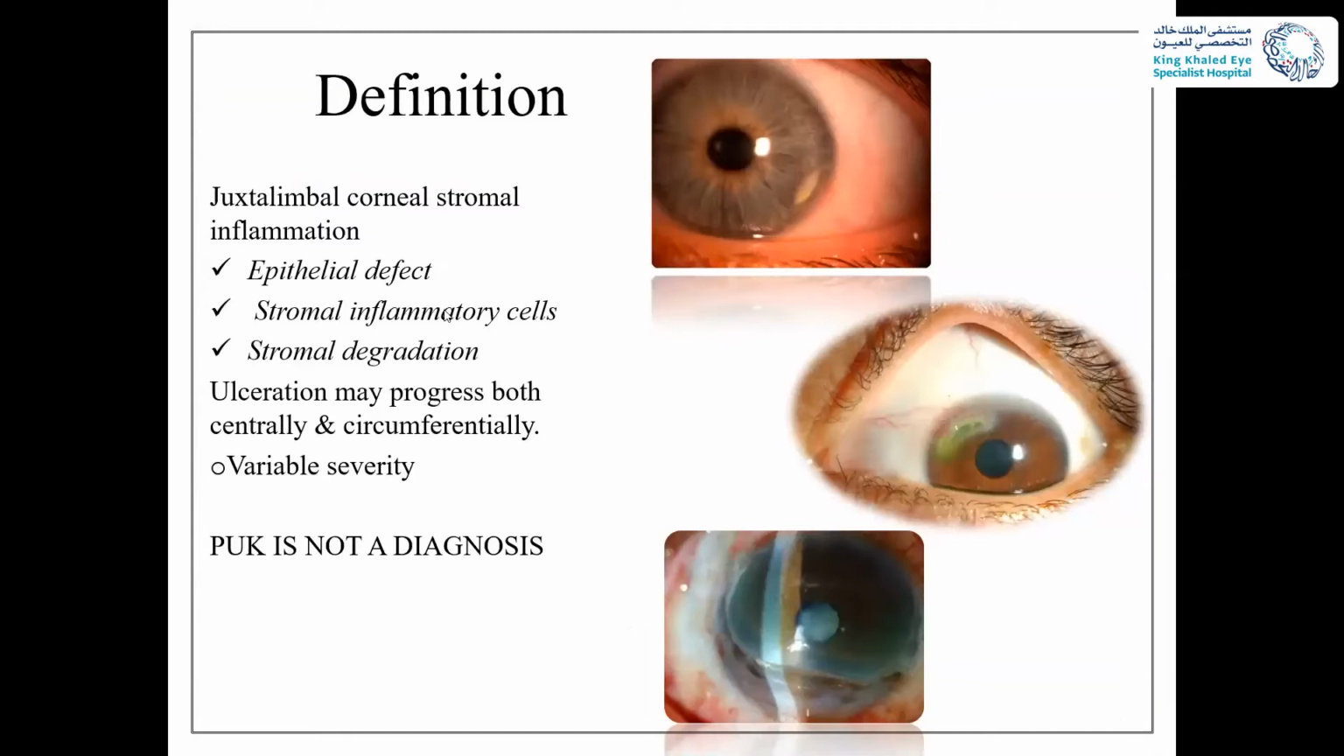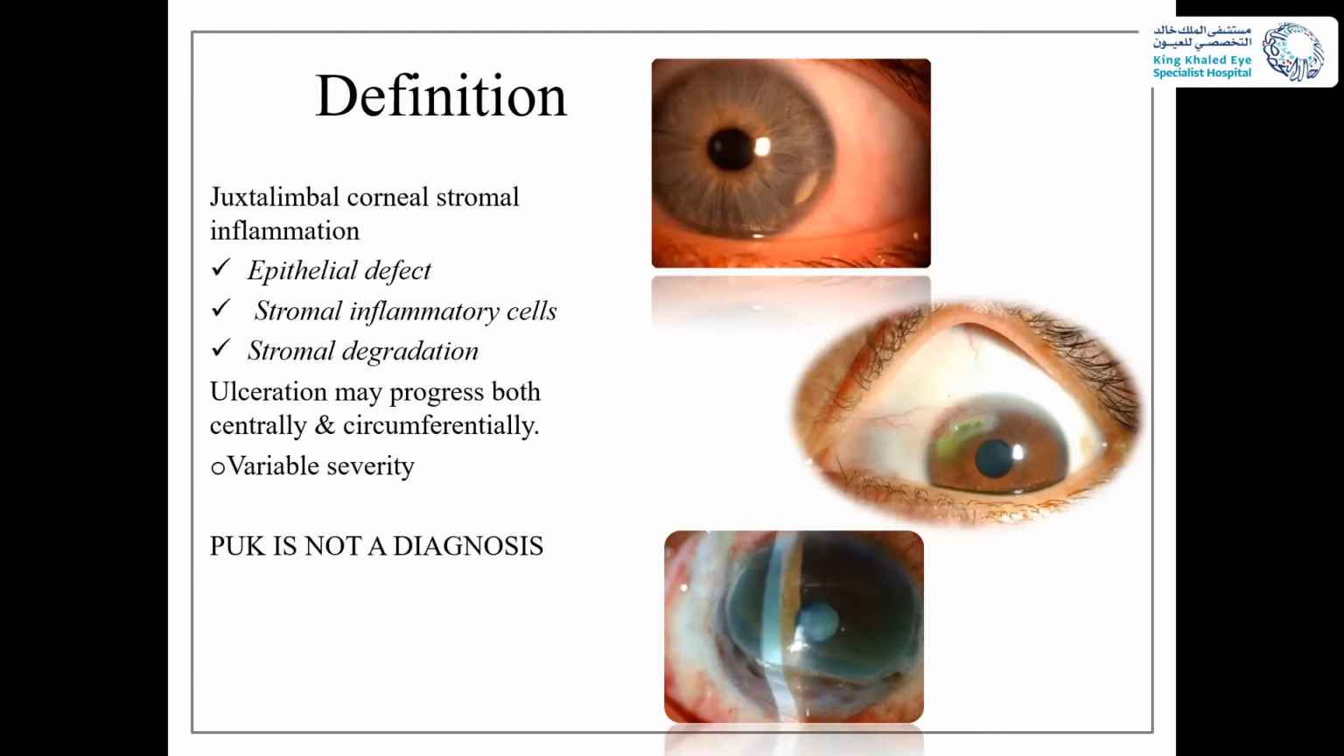When we want to define peripheral corneal ulceration, PUK has never been a diagnosis. PUK is a description of a pathology that is peculiar to the periphery of the cornea. So it is PUK, P is peripheral, ulcerative keratitis; it is a description rather than a diagnosis. It has distinct features that have to be understood prior to labeling a patient with a provisional workup diagnosis of PUK. There has to be an epithelial defect. There has to be stromal inflammatory cells with or without stromal degradation.